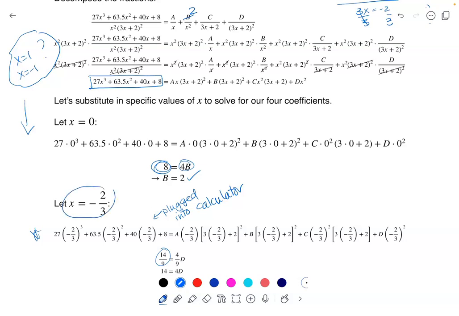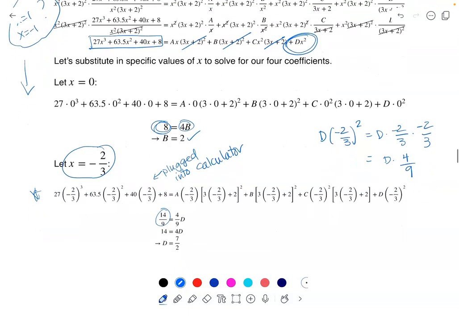Now, if I'm plugging in x equaling negative 2/3, this factor is going to 0 out, this factor is going to 0 out, this factor is going to 0 out. This is the only one that survives. So if I think about d times negative 2/3 squared, that's like saying d times negative 2/3 times negative 2/3. Multiply those numerators, I'm going to get d times 4. Multiply those denominators, then I'm going to get 9 on the denominator. And that's where you see me getting 4/9 d. If I want to get rid of those fractions, I can multiply everything by 9. Right? Those will cancel, and then ultimately I divide everything by 4, solve for d, and d is 7/2, right? So now I've got 2 of my 3 numbers.